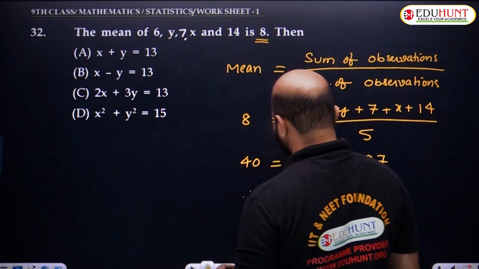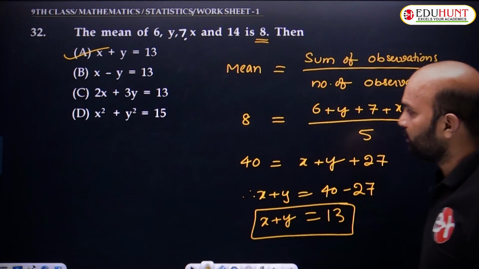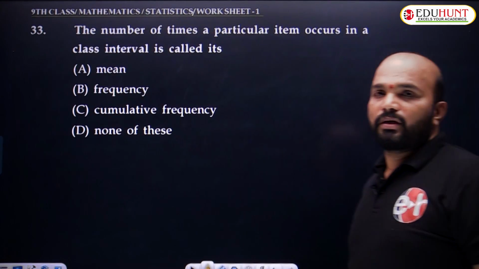So which option is the right answer? x plus y equals 13. Option A is the right answer. Am I clear? Let's go to question number 33.